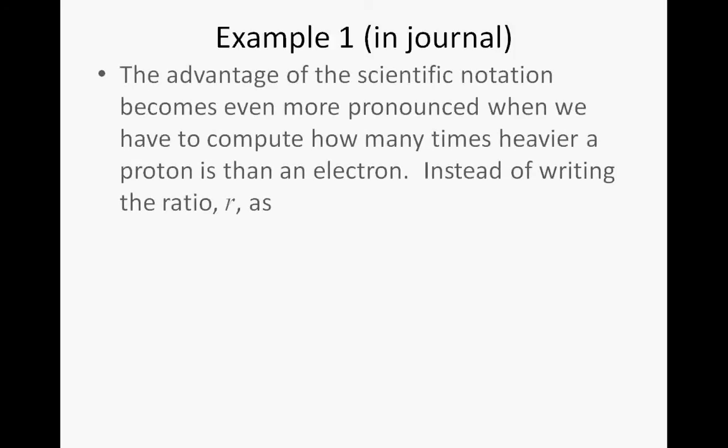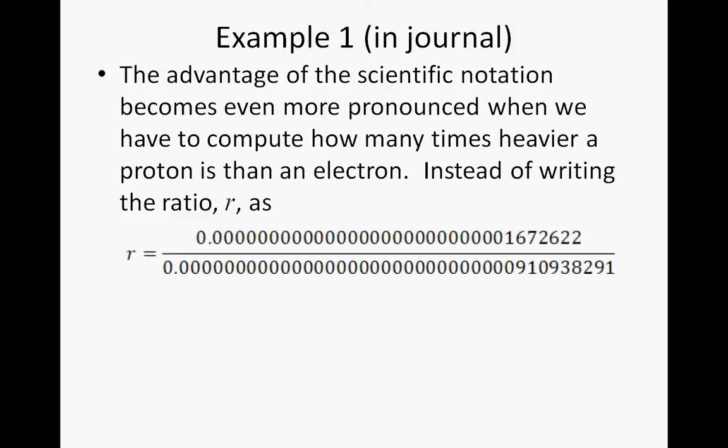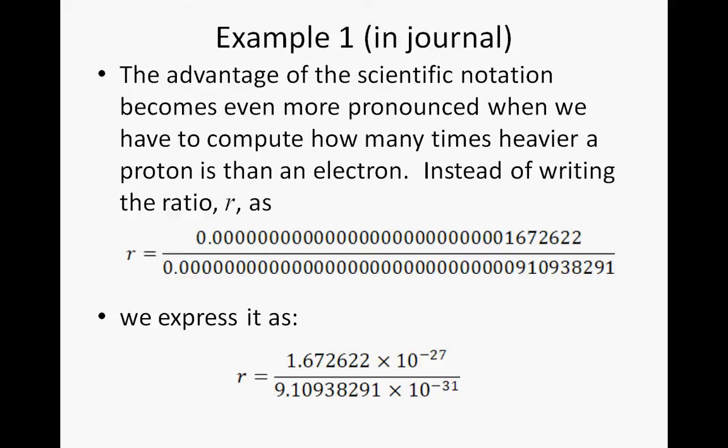All right, so let's take what we have here and use this for our example 1, which we're going to kind of spell out in our journal. So the advantage of the scientific notation becomes even more pronounced when we have to compute how many times heavier a proton is than an electron. So instead of writing the ratio R as this humongous ratio, which again would be hard to keep track of how many zeros you have, it is better to express it in scientific notation. That way we can use the product formula to do our work on this ratio.